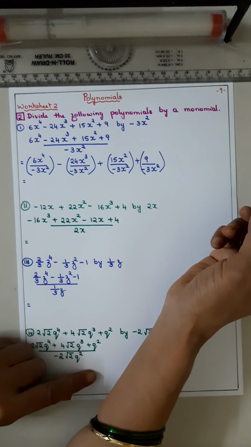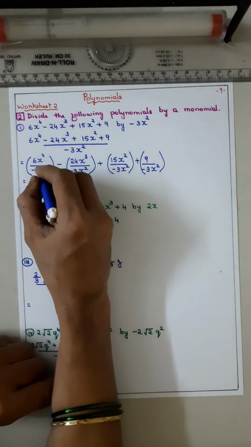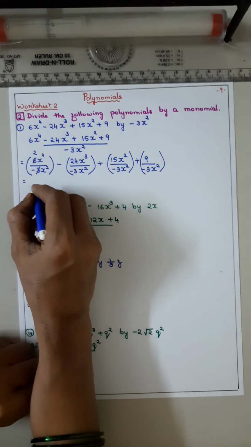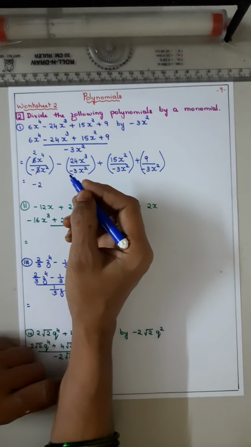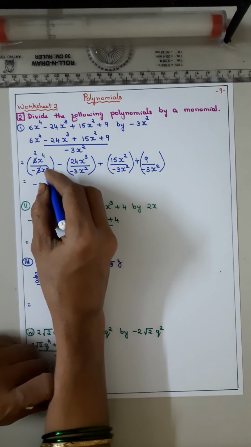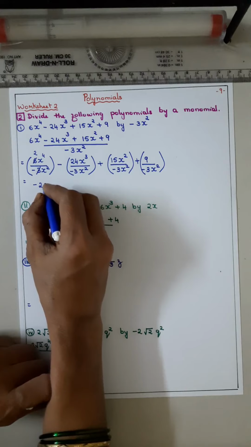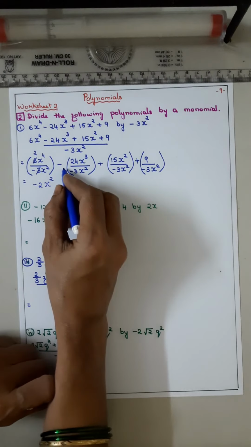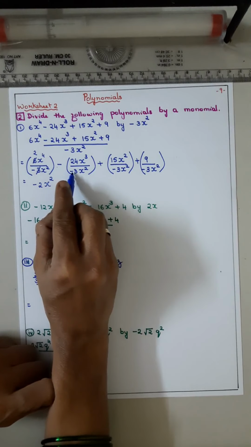So individually you divide. Now 3 twos are 6. Now here it will be minus 2. Isn't it? Now x to the power 4 upon x squared means 4 minus 2 is 2. Now here it is minus minus.